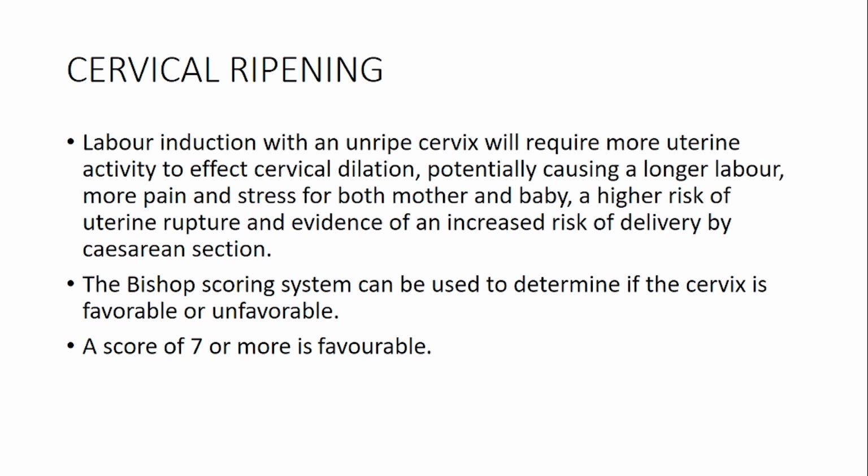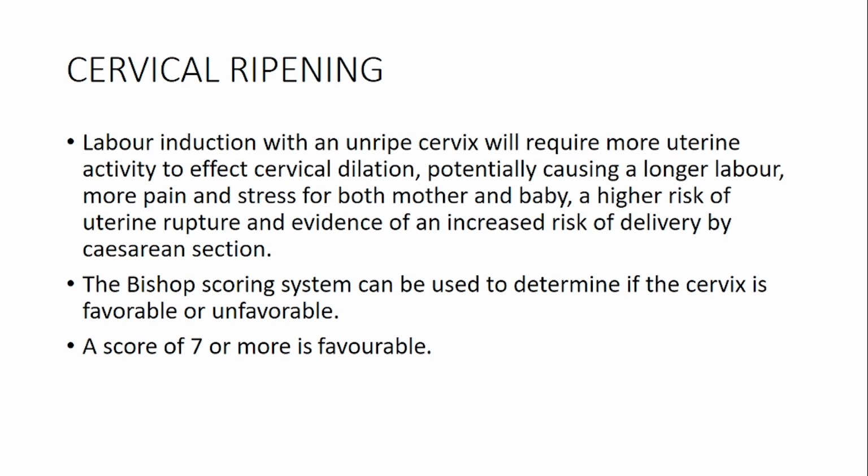In cervical ripening, you must do what we call a Bishop scoring assessment to determine if the cervix will be favorable or unfavorable for induction of labor. The Bishop scoring can be used to determine if the cervix is favorable or unfavorable. A score of 7 or more out of the 13 is favorable. And a score of 4 or less shows that the cervix is unfavorable.